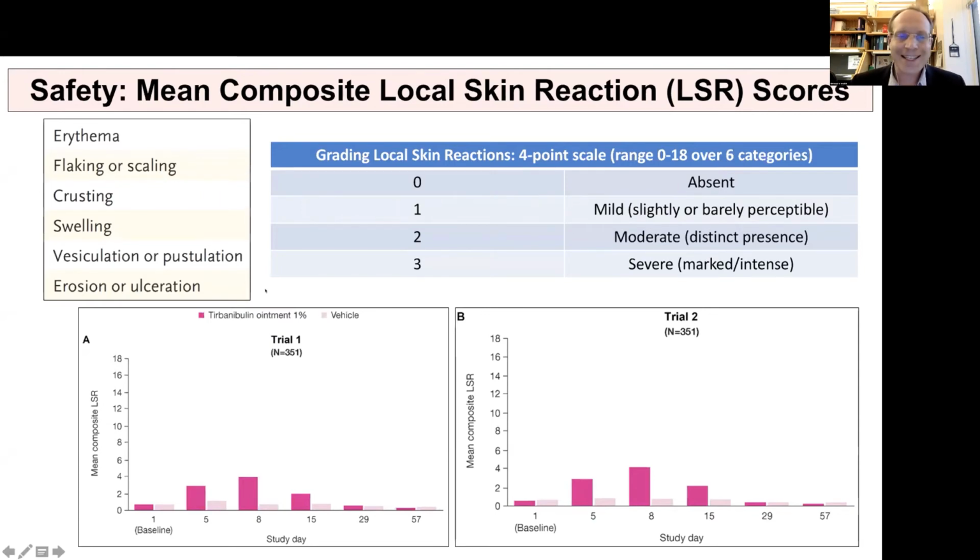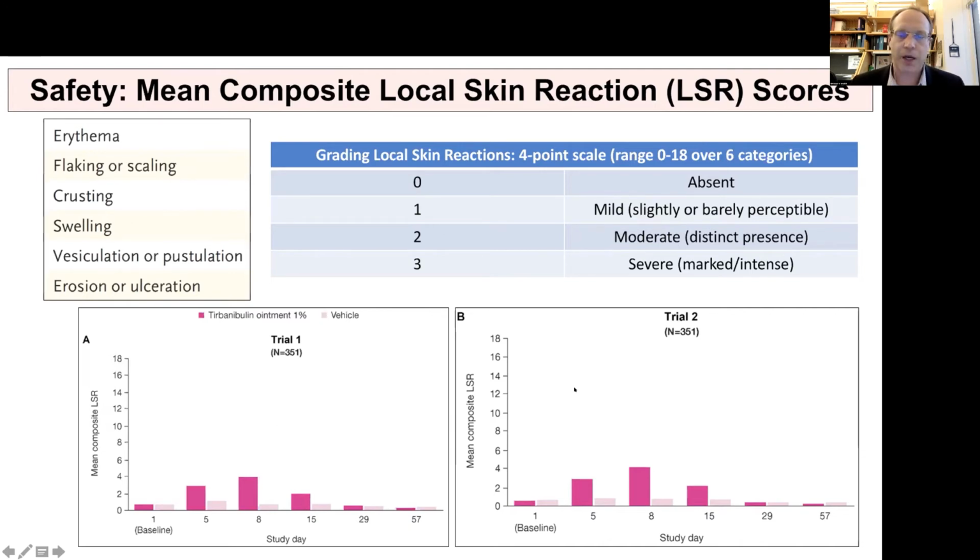So in order to assess that, the trial authors looked at 6 different local skin reactions: erythema, flaking or scaling, crusting, swelling, vesiculation or pustulation, and erosion or ulceration. So those 6. And they graded each of these 6 on a 4-point scale, with 0 being absent, then mild, moderate, and severe. So the maximum score a patient could have, if all 6 of these were severe, would be an 18. So your range of scores is from 0 to 18 total.